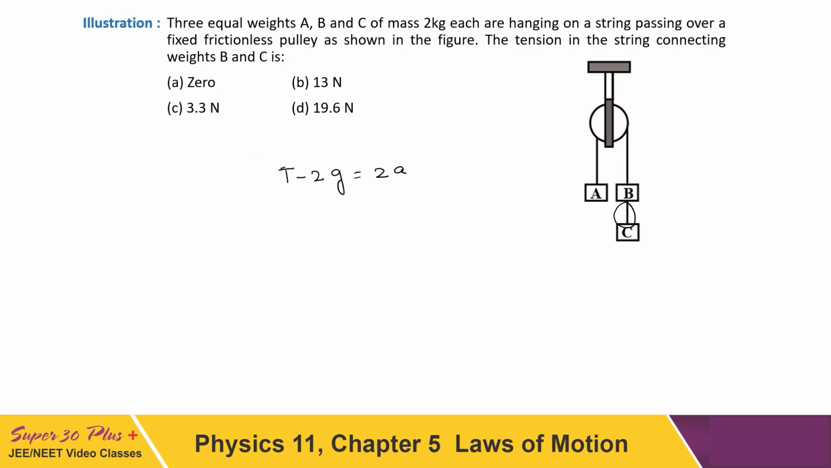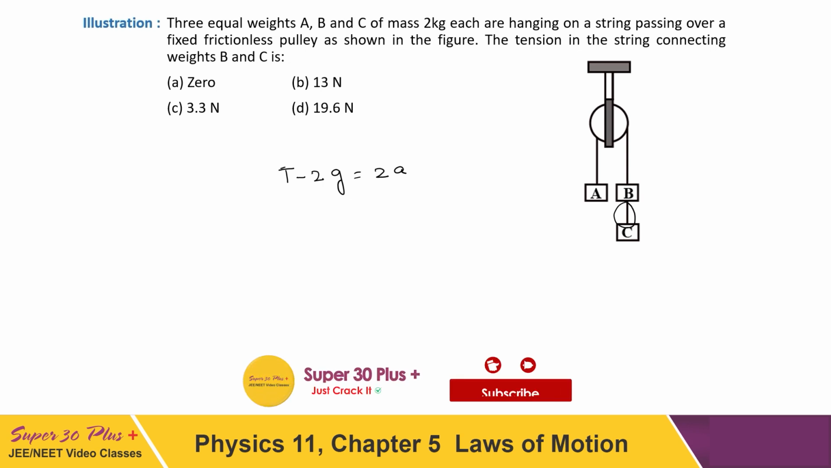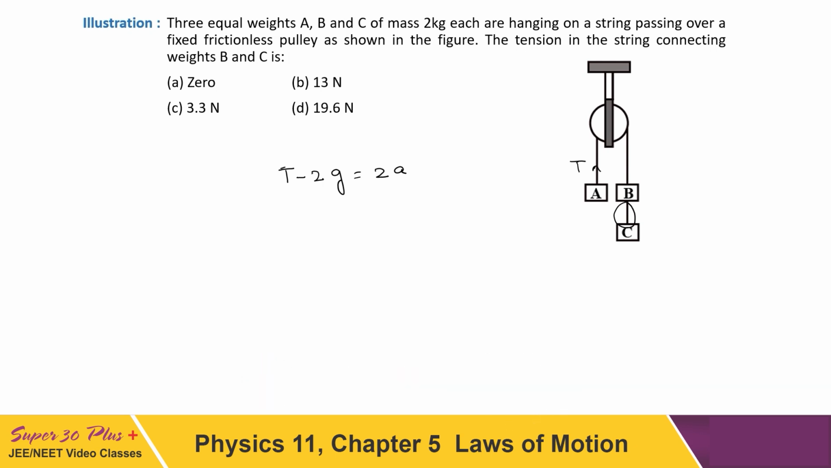Here tension between A and B is considered as T. So for block A, tension will be in upward direction and we can write this given equation. Now for writing the equation for B, we have to consider two tensions. If tension in the string between B and C is T1, then we can write for block B: T1 plus its weight 2g minus T equal to 2a.